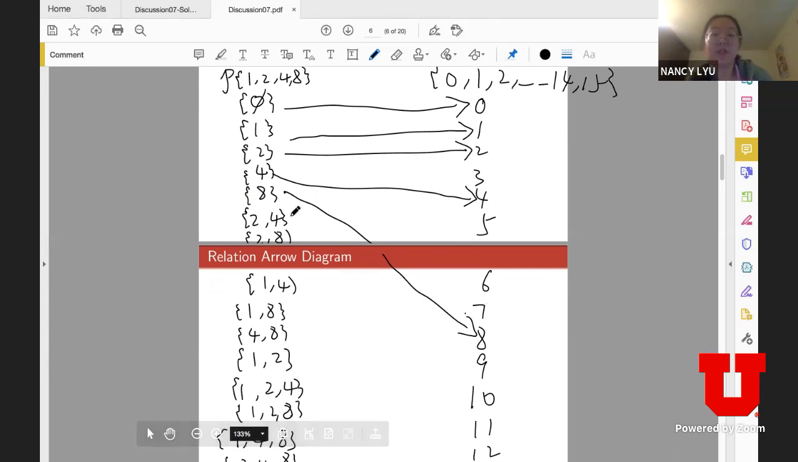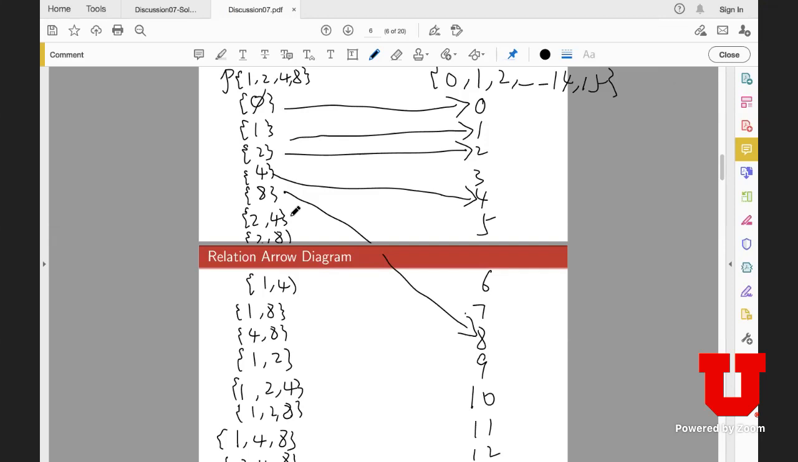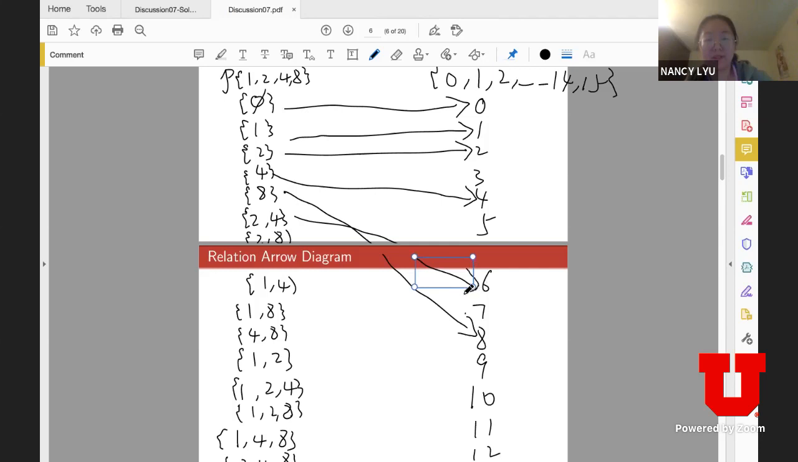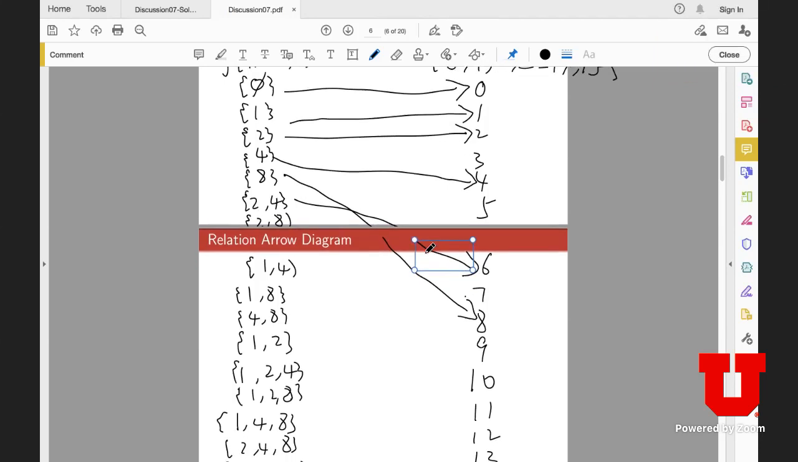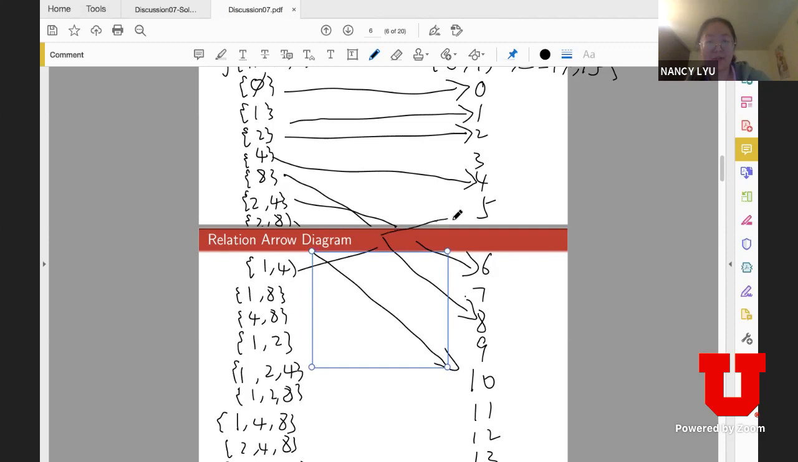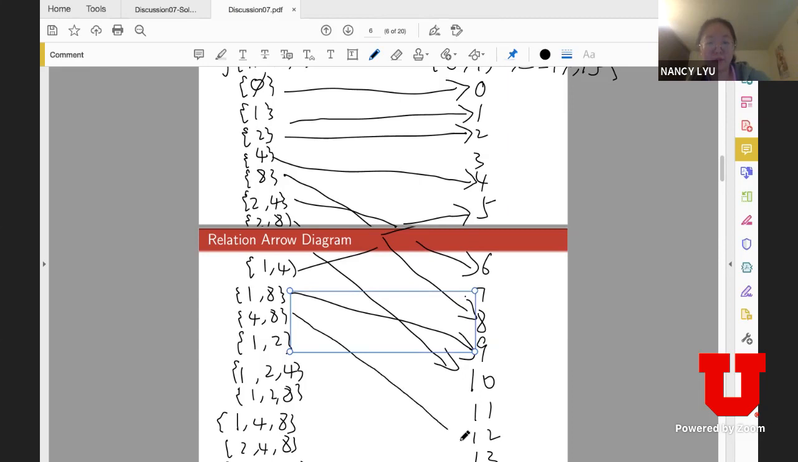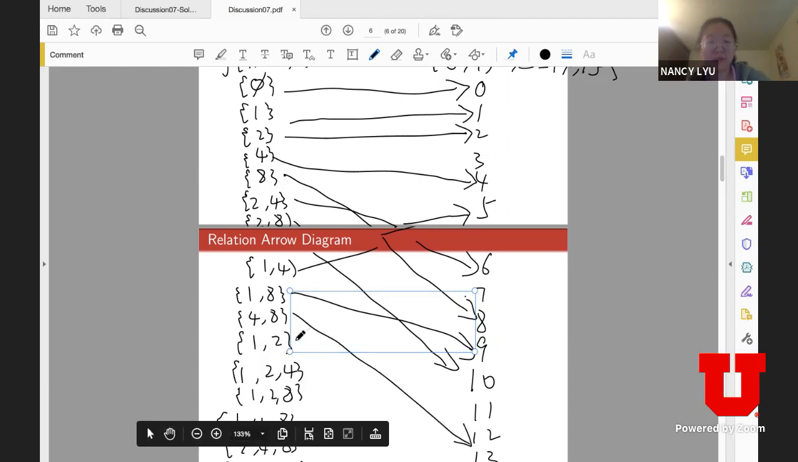And what about {2, 4}? Would it go to 6? Yes. You see, just add them together to get 6. And {2, 8} would go to 10. And {1, 4} goes to 5. {1, 8} goes to 9. And we have {4, 8} goes to 12. {1, 2} goes to 3.